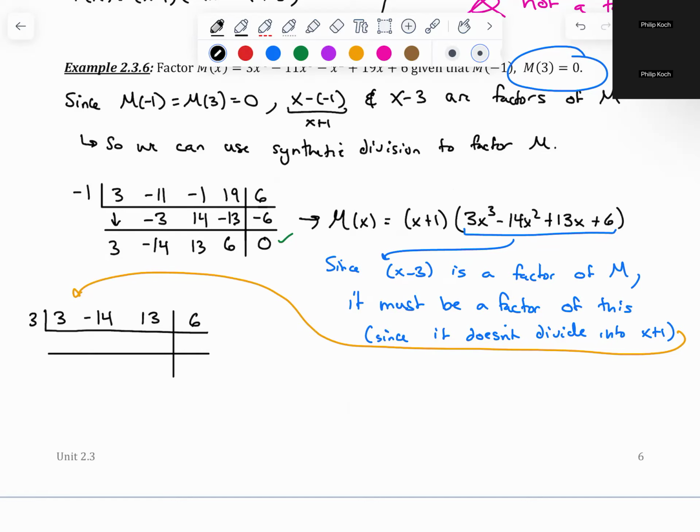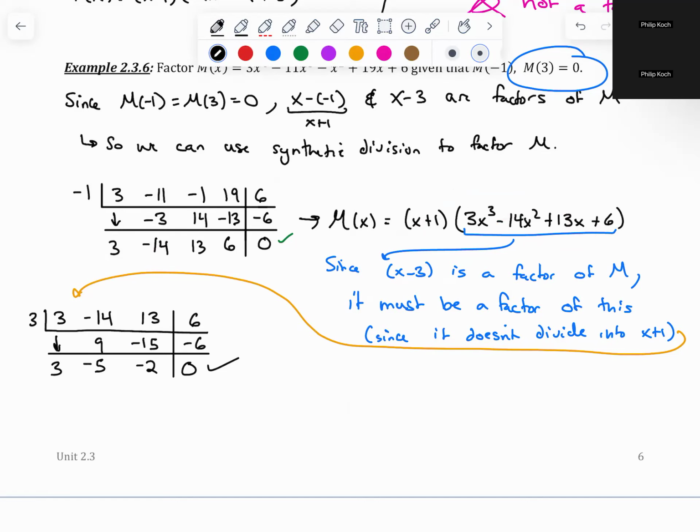So we're going to divide this polynomial that we got as our quotient when we divided by x plus 1 by x minus 3. We're going to use synthetic division because it's going to be faster. There's nothing wrong with doing long division, but if we can skip it, we should. So bring down the 3. 3 times 3 is 9. Negative 5. 3 times negative 5 is negative 15. 13 plus negative 15 is negative 2. 3 times negative 2 is negative 6. And 0. Lo and behold, it does factor that one more.